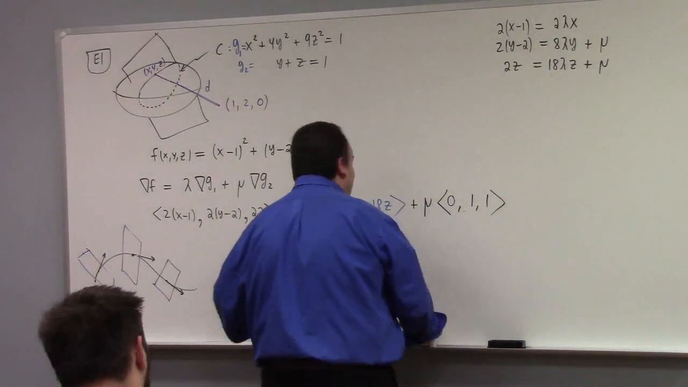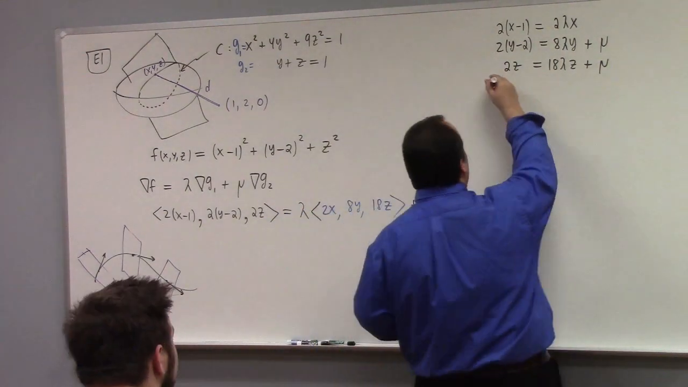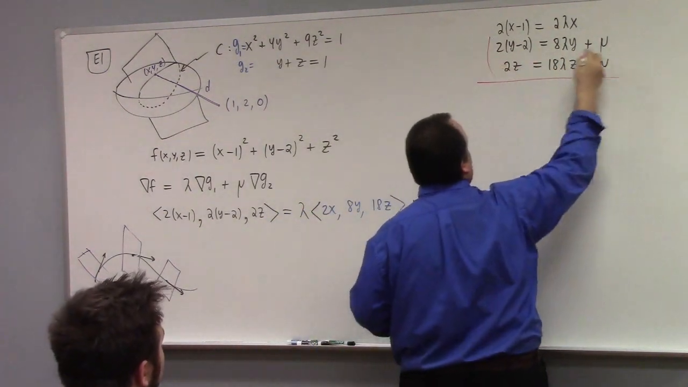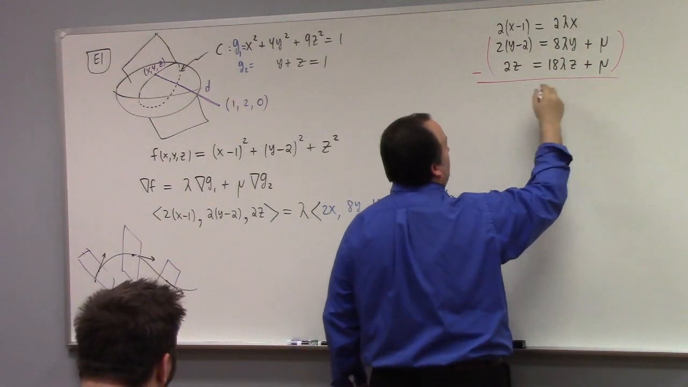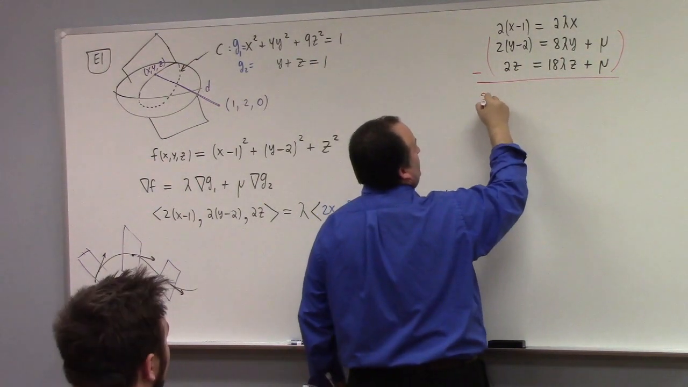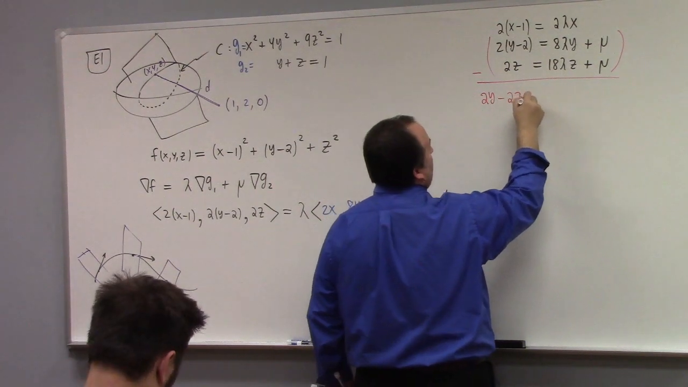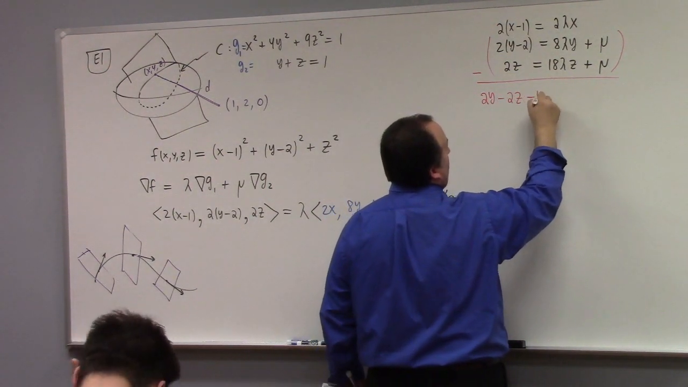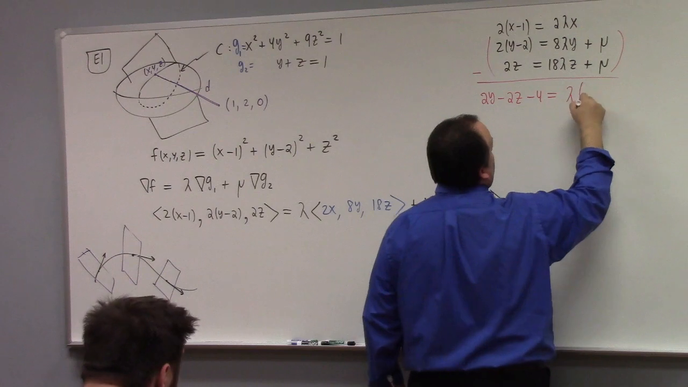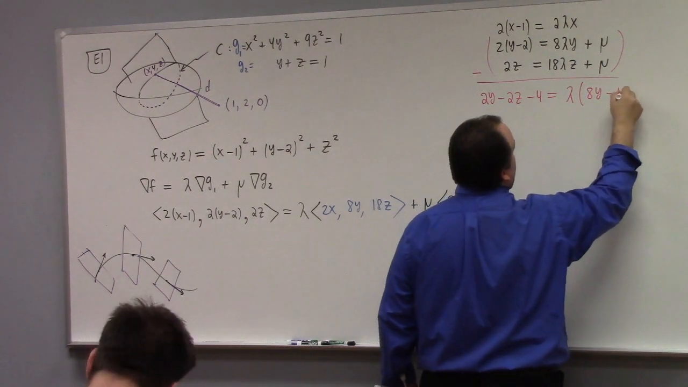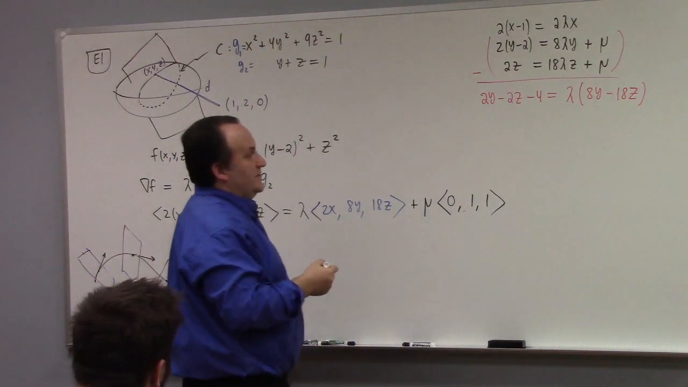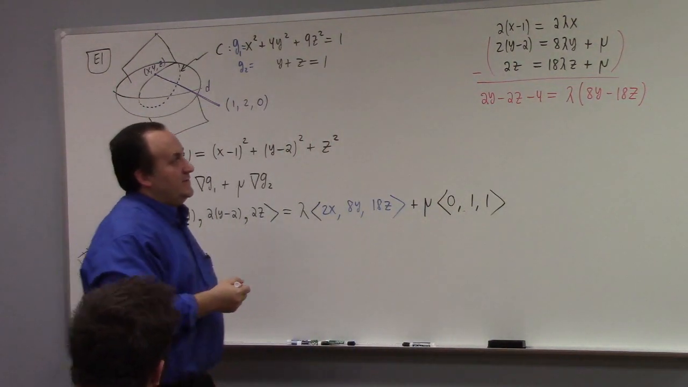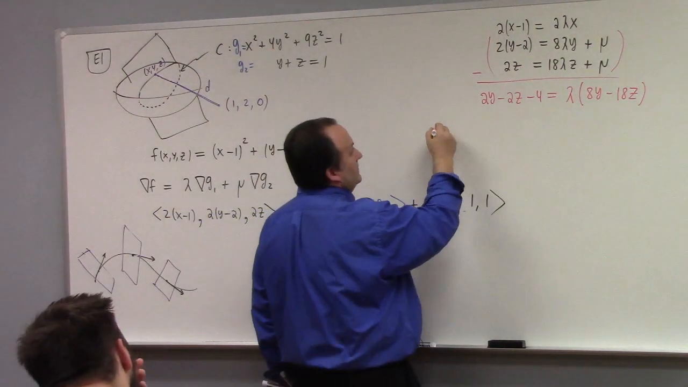So I mean, I don't disagree with you. Putting everything equal to 0 and kind of just doing it that way, that's not a bad idea. But here's one thing. If I subtract these equations, I eliminate mu, right? So then I get 2y minus 2z minus 4 is equal to lambda times 8y minus 18z, yeah? That's a nice equation because it's got no mu in it. And then we can solve for lambda.